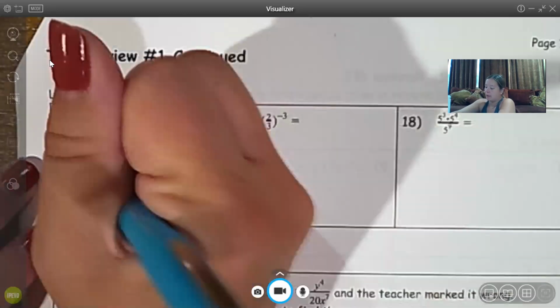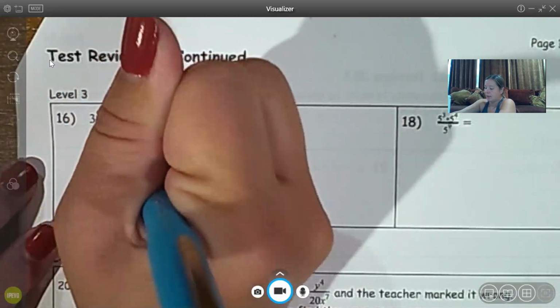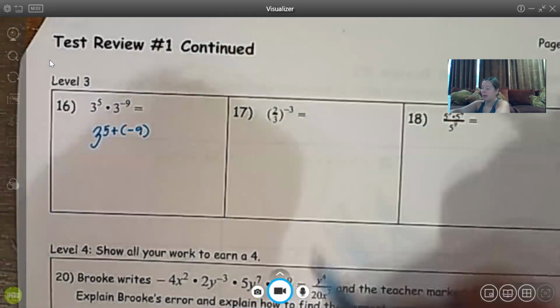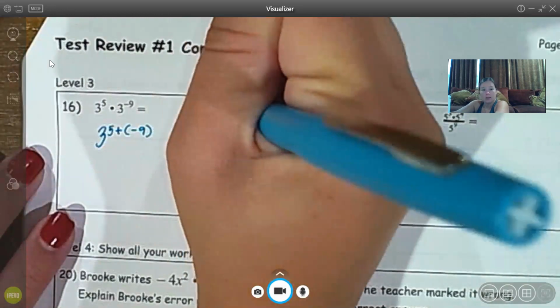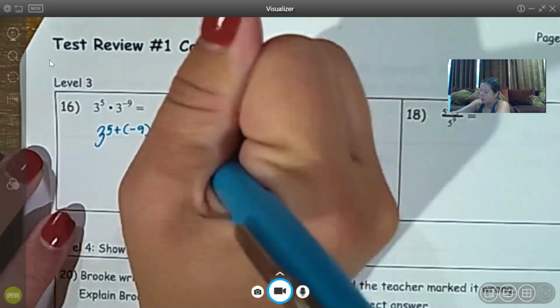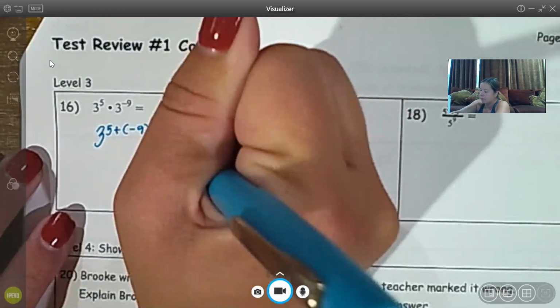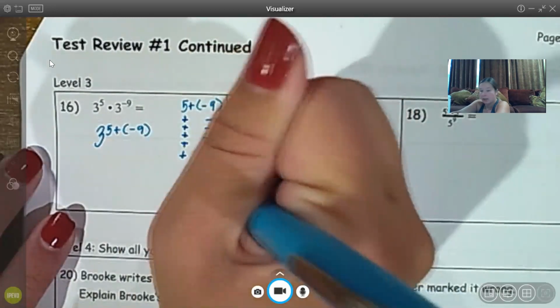So showing all of my work, 5 plus negative 9. Okay. We have 3 to the 5th plus negative 9. Now you can use your pancake method. So I can go ahead and do 5 plus negative 9. So I have 5 positives, and 9 negatives. 1, 2, 3, 4, 5, 6, 7, 8, 9.